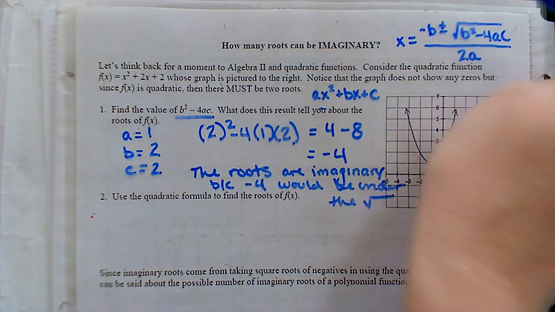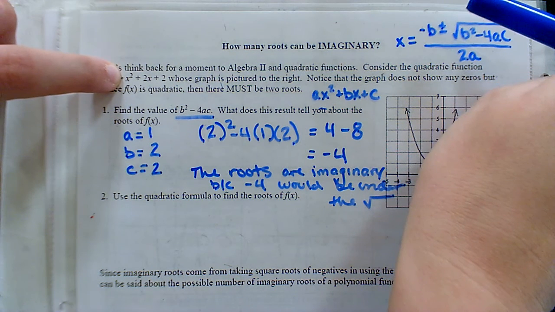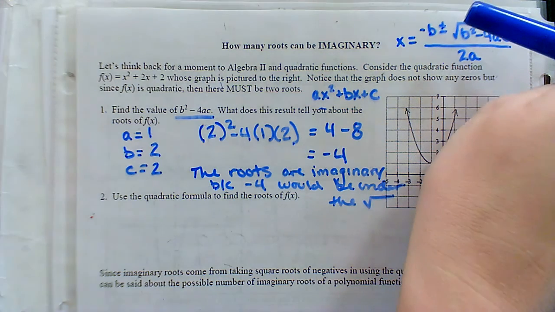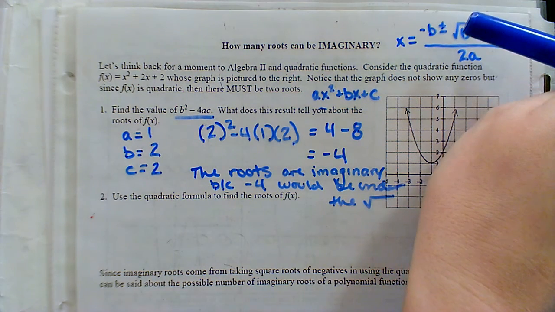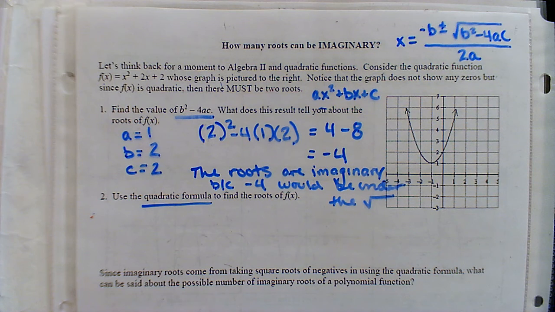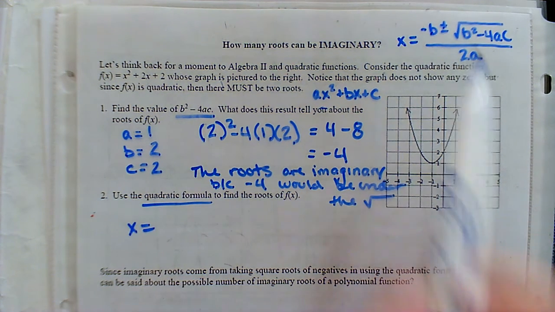But again, maybe we didn't have the graph. Let's say we just had the equation. We could determine that we had imaginary ones by figuring out the inside of that square root, b squared minus 4ac. Let's actually use the quadratic formula to see what the roots would look like, what the imaginary numbers would be. So we're going to fill in the rest of this quadratic equation.